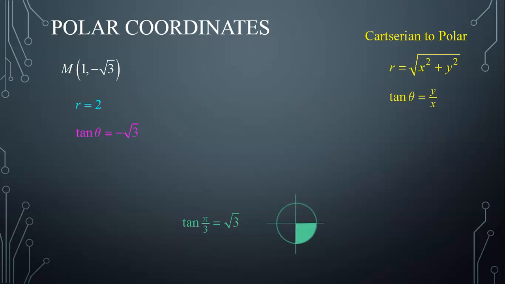However, point M has a positive x and a negative y, so theta corresponding to this exact point M is located in the fourth quadrant. So if the angle is pi over 3 in the first quadrant, then in the fourth quadrant it would be negative pi over 3. Then in that case, theta is negative pi over 3 modulo 2 pi, which leaves me with M having as polar coordinates 2 and negative pi over 3.